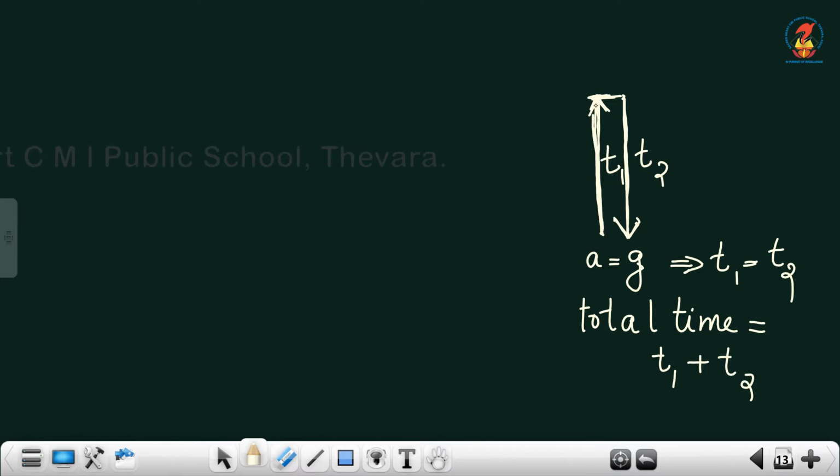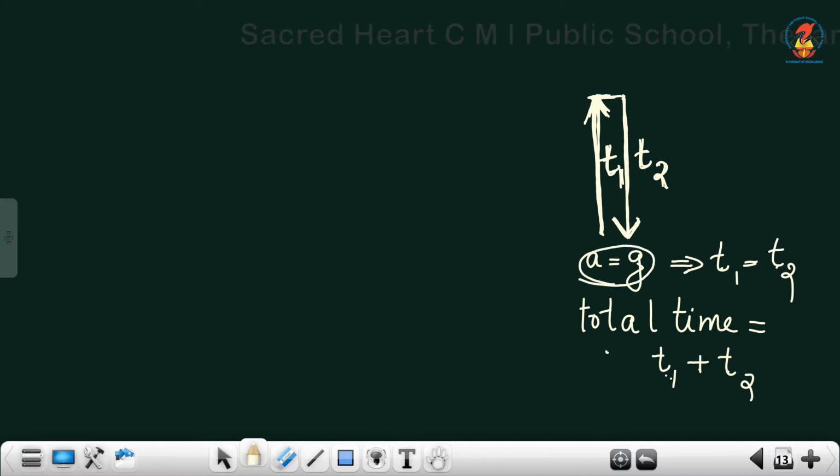From the ground to the maximum height, it needs t1 seconds, and from the maximum height to reach back the ground, the object needs t2 seconds. The total time is t1 plus t2, and both t1 and t2 are the same since the object is following the same path and the acceleration of the object is completely due to gravity. Both the times taken will be the same. Okay. Now, let us move on to the question.